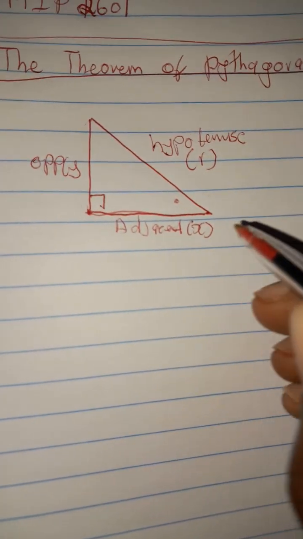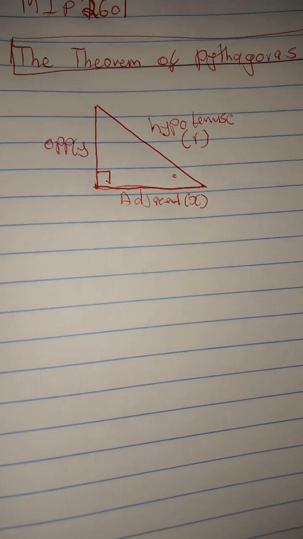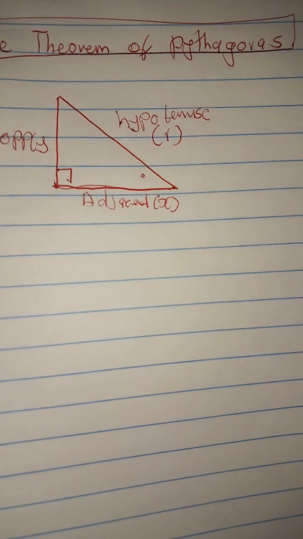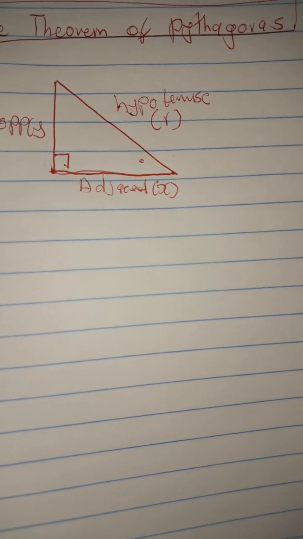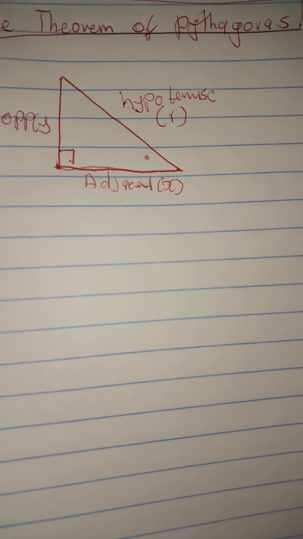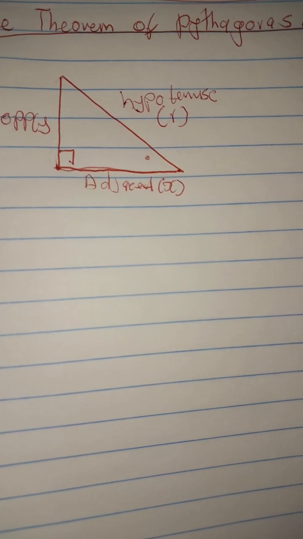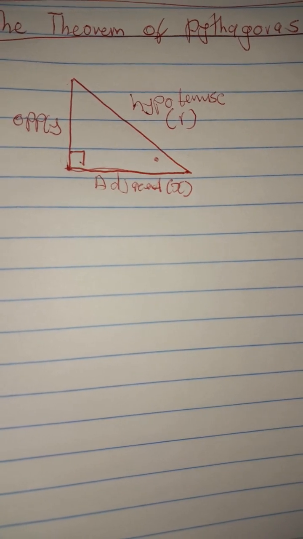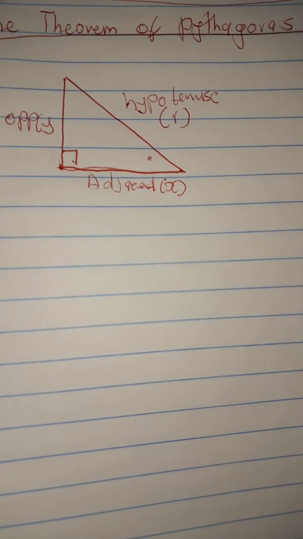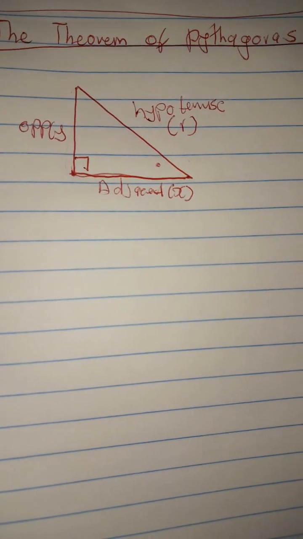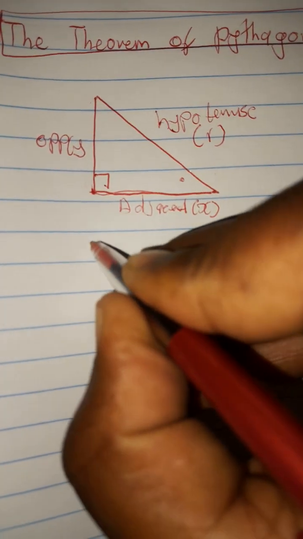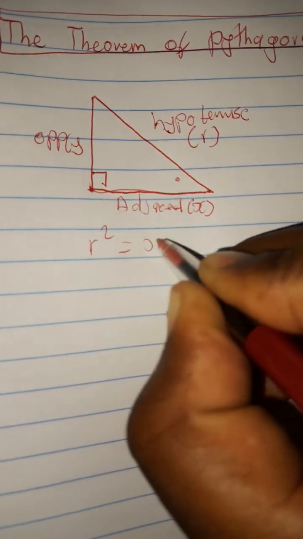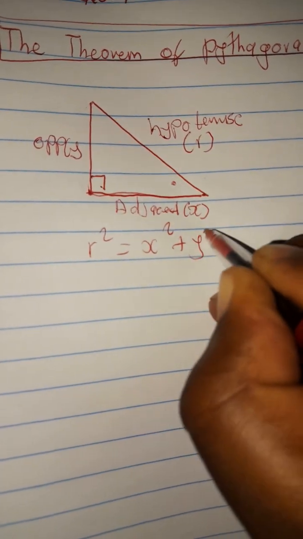The theorem of Pythagoras says that in any right angle triangle, the square on the hypotenuse is equal to the sum of the squares of the other two sides. I repeat, in any right angle triangle, the square on the hypotenuse is equal to the sum of the squares on the other two sides, right? Meaning that r squared equals x squared plus y squared.